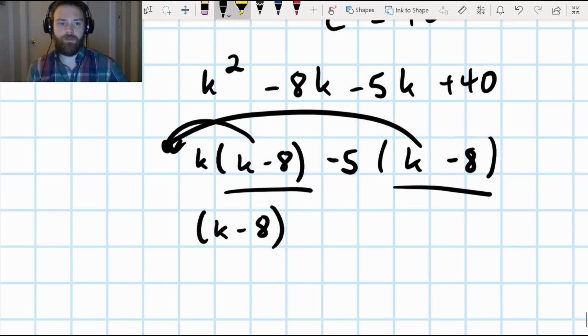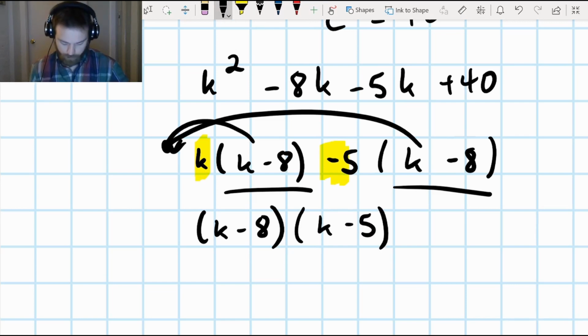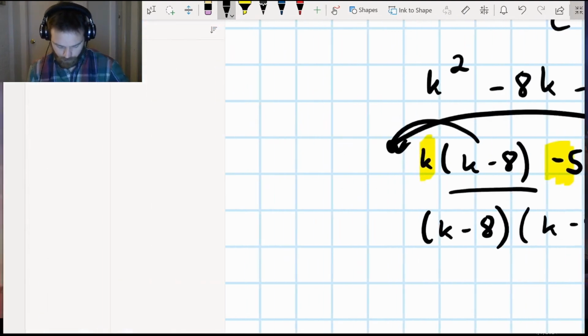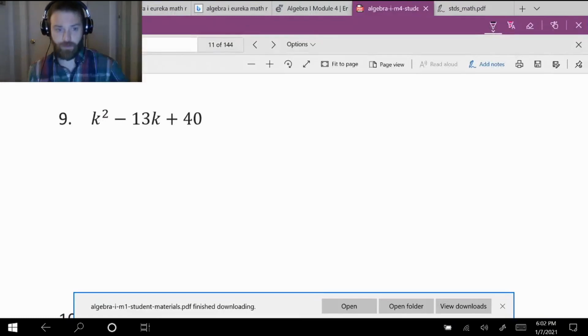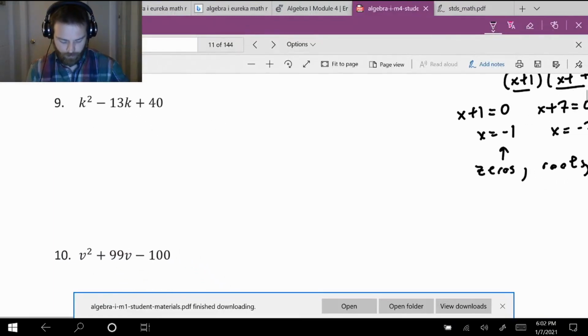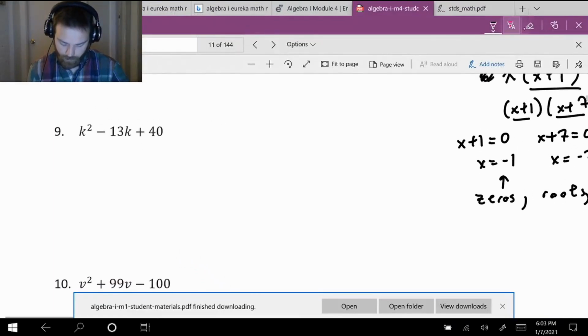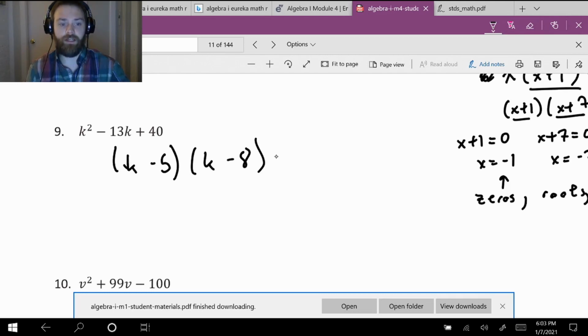And remember, whenever you're pulling something out to the front, whatever's left is this stuff. So k minus 5 goes in the next parentheses. So come back over here. K minus 5 and k minus 8 equals 0.